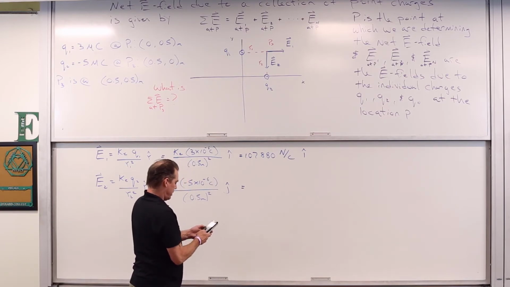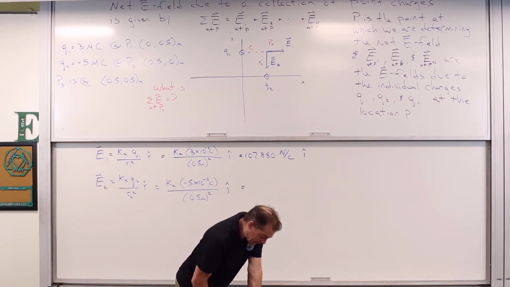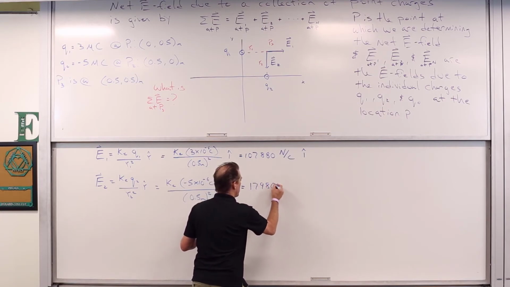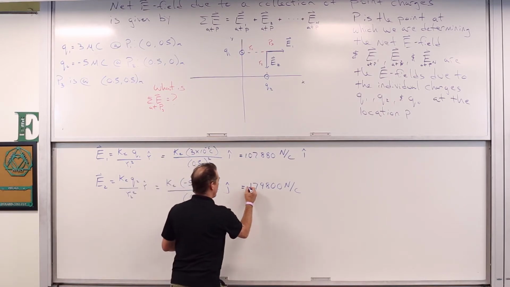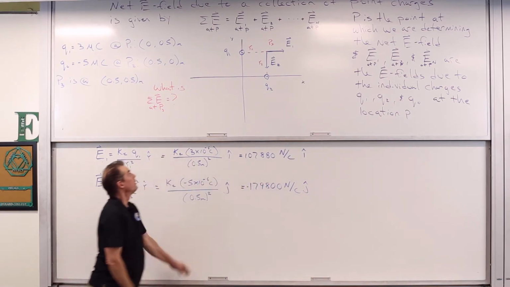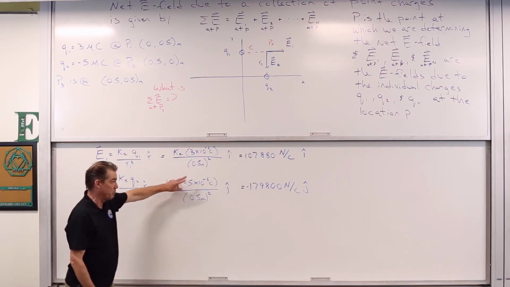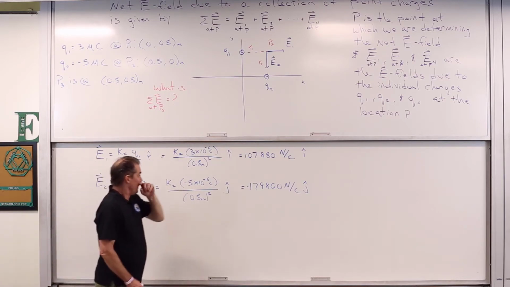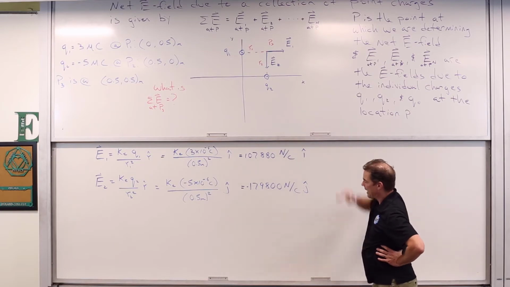And we've got ourselves 8.99 e to the 9th times 5 e to the negative 6 divided by 0.5 squared. And we've got ourselves 179,800 newtons per coulomb, and then it is negative J hat direction, negative J hat. So it's good to draw stuff out to make sure you're getting the right correlation with the direction, because it's sometimes easy to lose negative signs and such, but it's there. And there it is, negative J hat. So these are the two individual electric field vectors due to those two individual charges at that particular location.